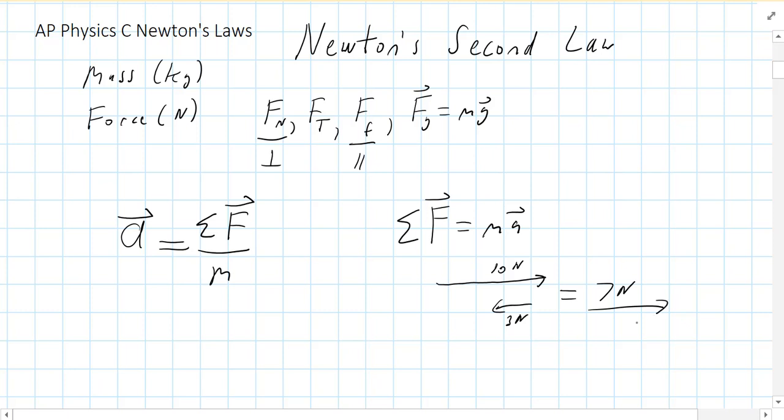Okay, so that's what we mean by net force. When you've added up all your forces, if the answer is not 0, then the object's going to accelerate. And it's going to accelerate in the direction of the net force, meaning in this case, this object would accelerate to the right. Now, the object would either be moving to the right and speeding up, or the object could be moving left and slowing down. That's still a rightward acceleration.